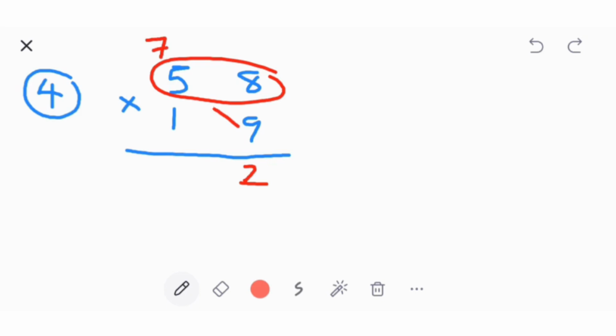Then 9 will visit the second friend, which is 5. You do 9 times 5, which is 45. 45 plus this 7 that I circled. 45 plus 7. You have 52. You write the full 52. Because 9 has already visited all his friends.